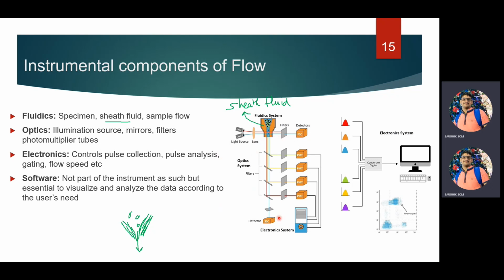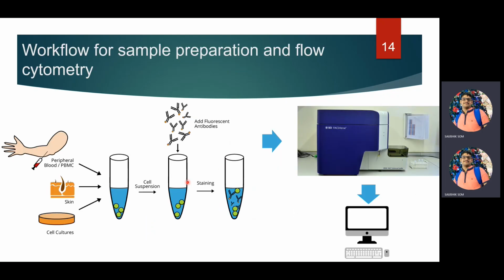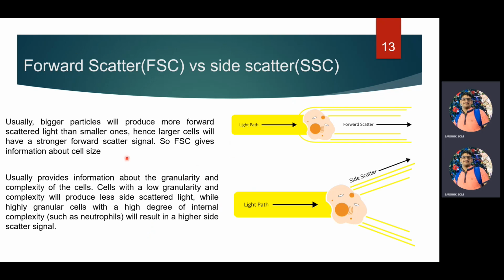Another detector is present at 90 degrees to the incoming light, which detects the side scatter. Also there are different fluorescent filters which detect fluorescence, to identify features of the cells. Okay, so now I'll come to this forward scatter.